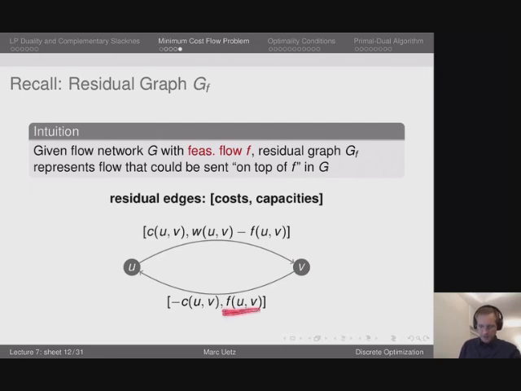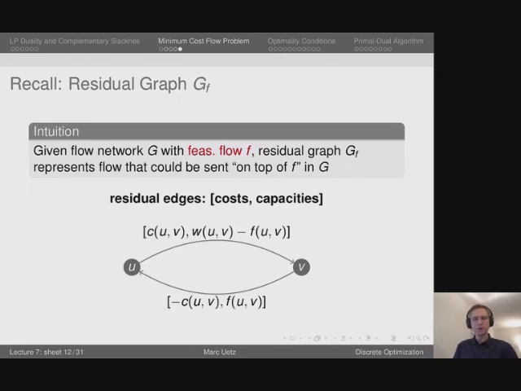And the capacity in the backward direction is exactly the amount of flow that I was already sending in the direction from U to V. I think that definition should be clear. It's exactly the same as we did before, with the only difference that now the cost of the backward arc in the residual graph is the negative of the cost of the original arc.